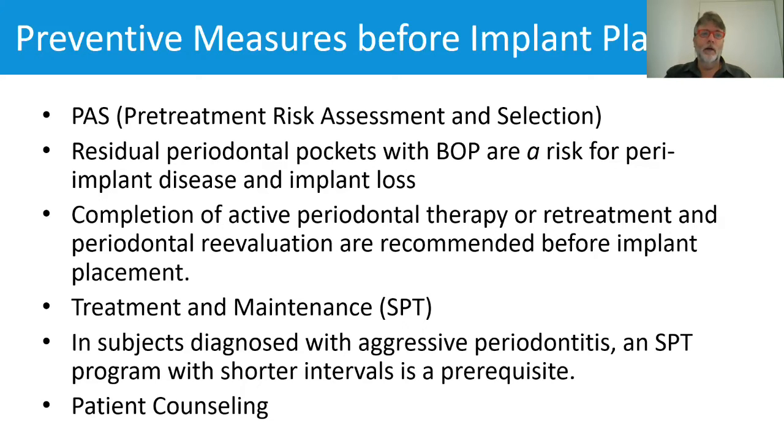Residual periodontal pockets with bleeding on probing are a risk for peri-implant disease and implant loss. So if they've already got some active form of periodontal disease or deep pockets, it may not be active, but of course if they've got deep pockets, then they're going to be prone to this disease. Active periodontal therapy or retreatment and periodontal re-evaluation should be completed before implant placement. So you've got to do all the periodontal cleanup before you place your implants.